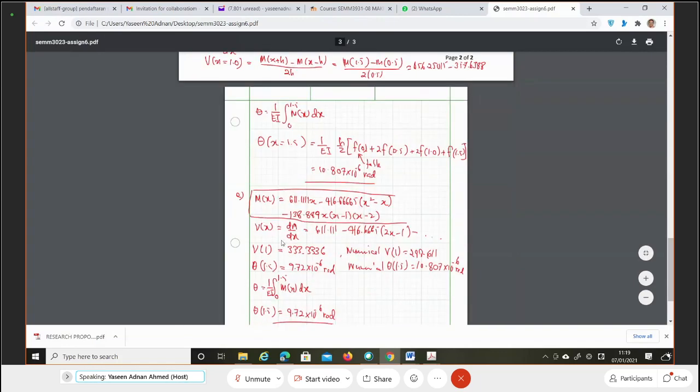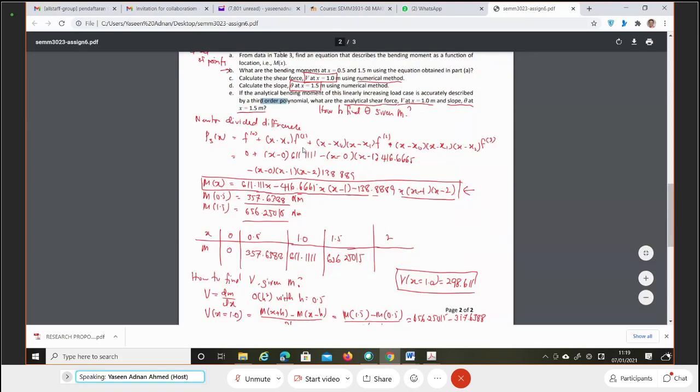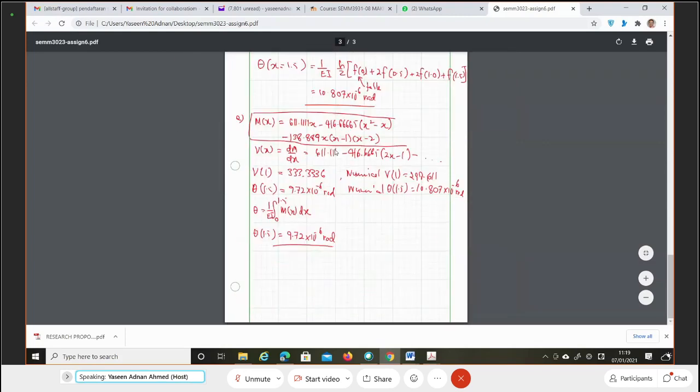Now you need to find the shear force. You have to differentiate it analytically. So you have the M, you differentiate with respect to x. This is the analytical solution for your shear force. So if the shear force V you already got, try to get the value of V at x equal to 1 and 1.5. So you just get the value here.